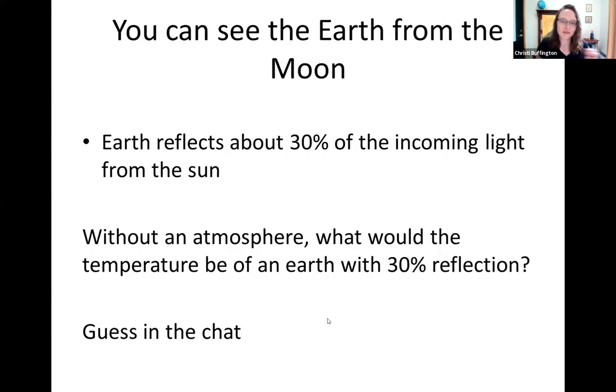So next, we can see the Earth from the moon. That means that it's not a black body. If you can see it, it's reflecting light. And so Earth reflects about 30% of its incoming light from the sun. So my next challenge for you is, without an atmosphere, what do you think the temperature of Earth would be with 30% light reflected from the sun? So if it looked like it does now, it just didn't have an atmosphere, what would the temperature be? Go ahead and put your guess in the chat in Celsius.